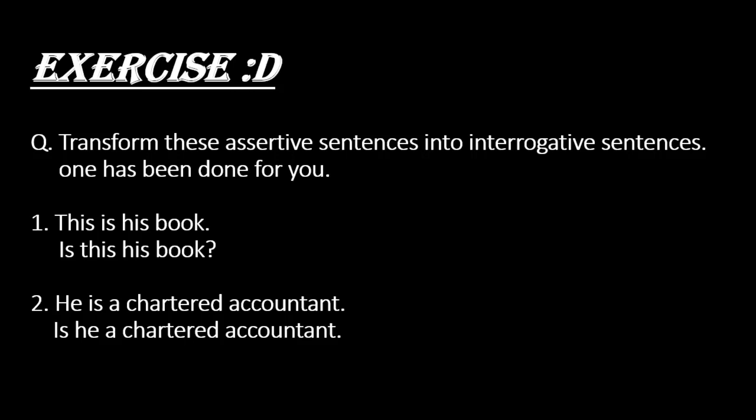First, this is his book. This is an assertive sentence and we change it into an interrogative sentence. An interrogative sentence is when we ask a question or make a sentence in a question way. So, is this his book? Now second one, he is a chartered accountant. Is he a chartered accountant? Now this exercise is also finished and we move to another exercise.